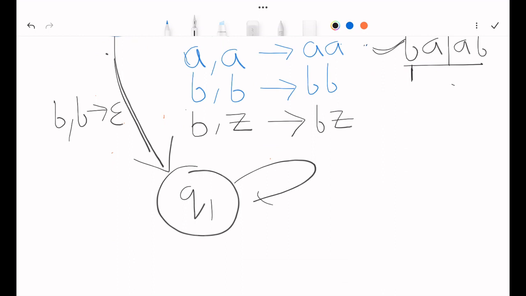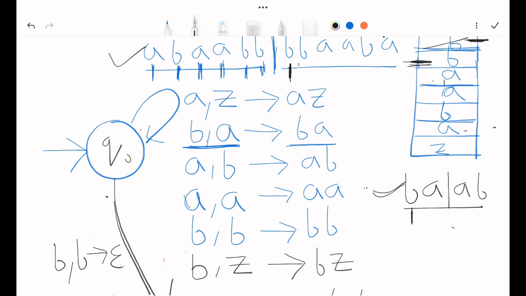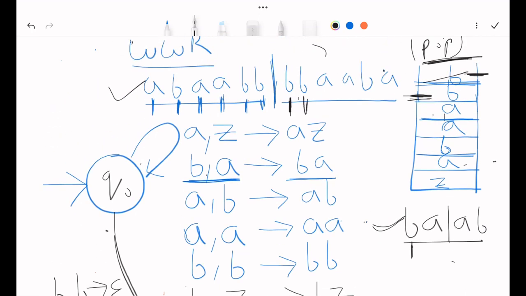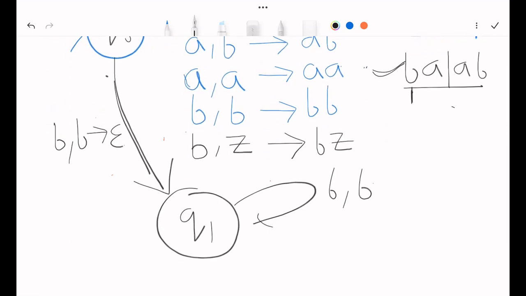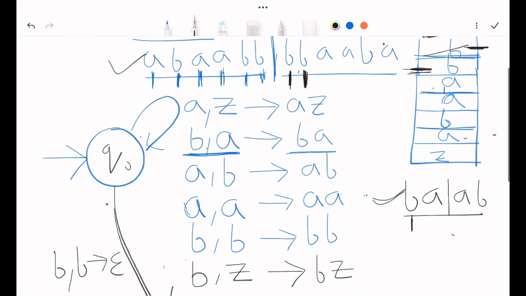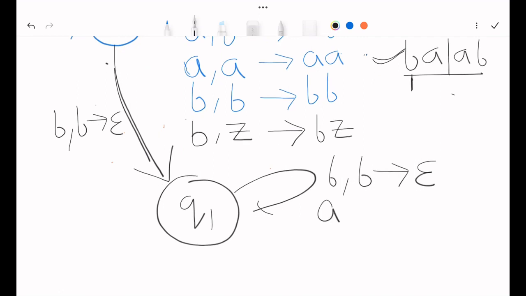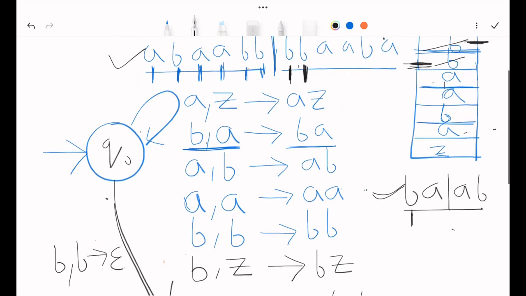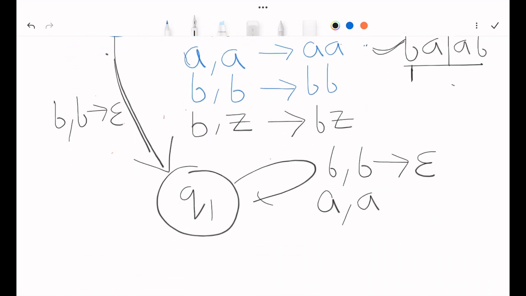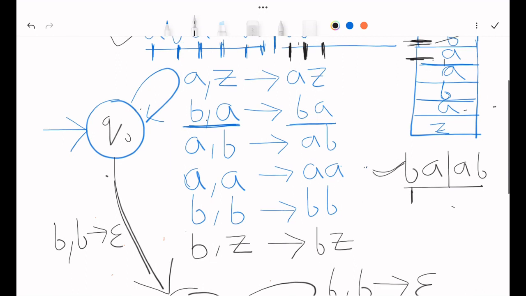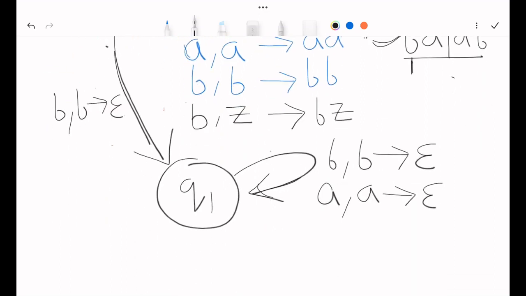Now input symbol is B. Top of the stack is also B. You can see top of the stack is also B, and input is also B. Okay. So in this condition again I will pop. Done. Now input symbol is A, and what is the top of the stack? Top of the stack is also A, so I will pop. Again input symbol is B, I will pop. Again input symbol is A, I will pop again. Getting? Because this is a self loop.